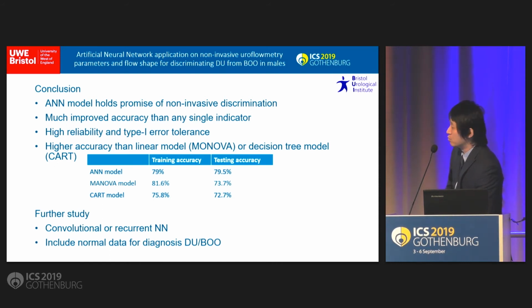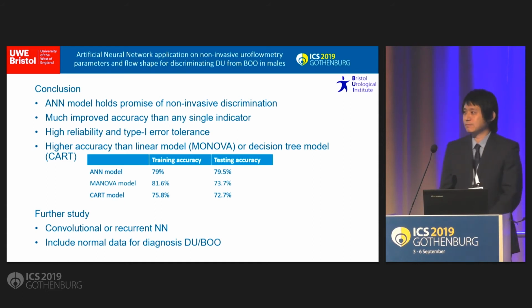For our further study, we want to try the convolutional or recurrent neural network, to see if we can further improve the results, and we want to include normal data to diagnose underactivity and obstruction. Thank you for your patience.